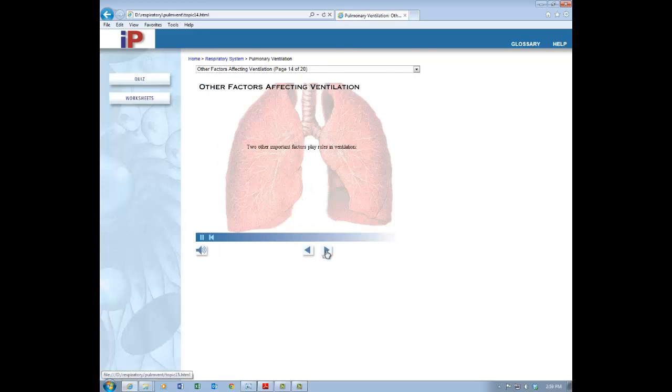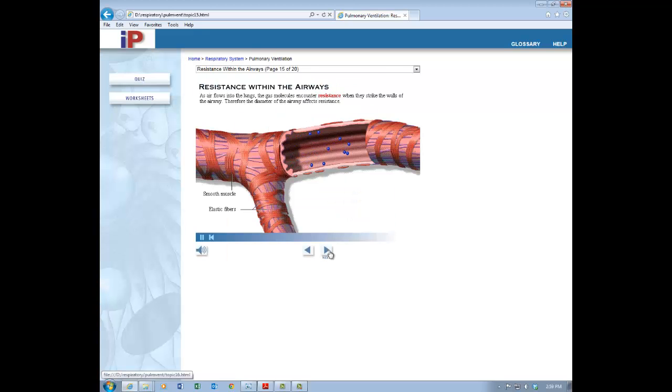Two other important factors play roles in ventilation. These are the resistance within the airways and a property of the lungs known as lung compliance. We will explore these factors individually. As air flows into the lungs, the gas molecules encounter resistance when they strike the walls of the airway. Therefore, the diameter of the airway affects resistance. Let's explore this relationship further.